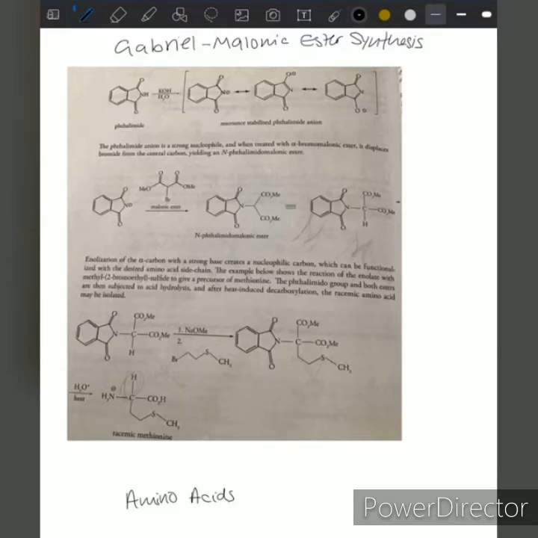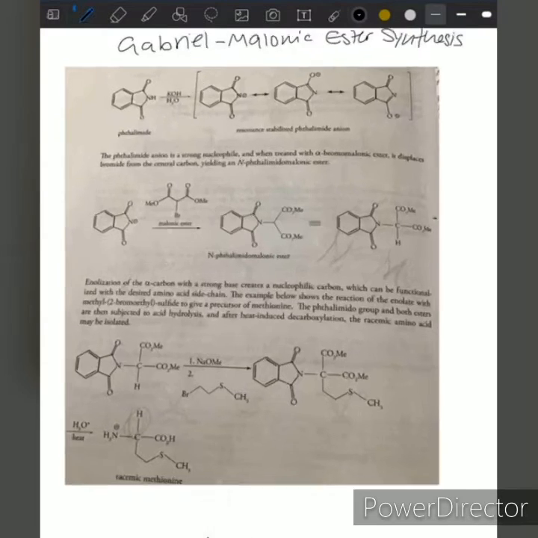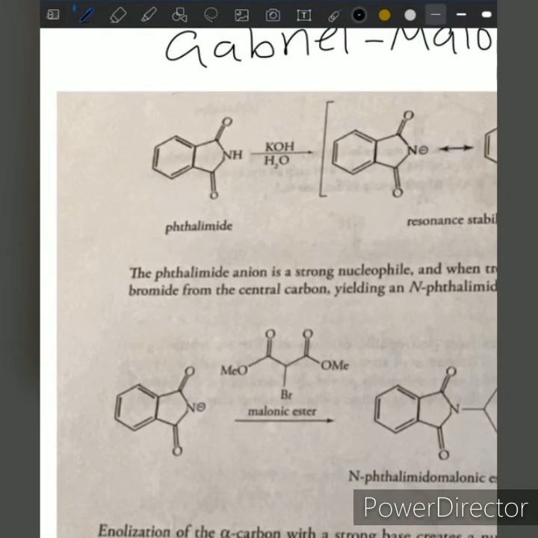So I'm going to give an overview, and I'm not going to go into the mechanism for every single step, but I will show you where the functional groups of the amino acid come from. So we begin with phthalimide. And this is a molecule that organic chemists can buy. This is available. And so I'm going to show you how this molecule ends up being our amino acid.